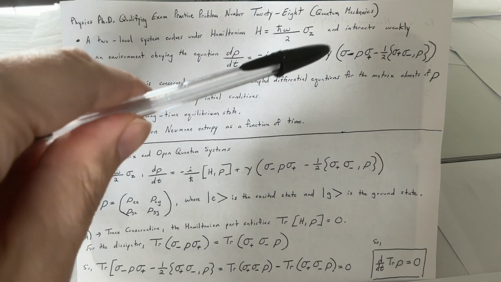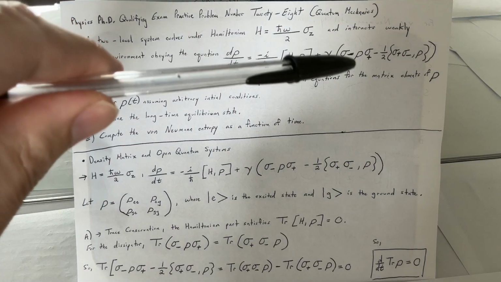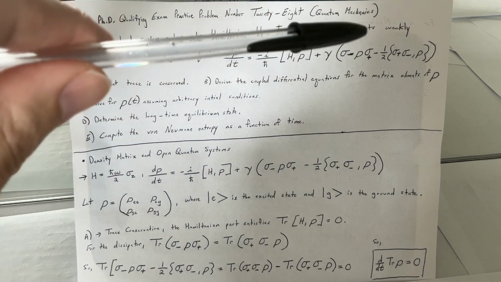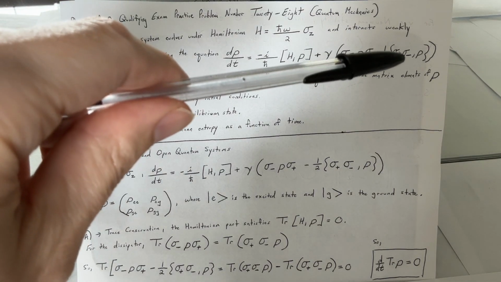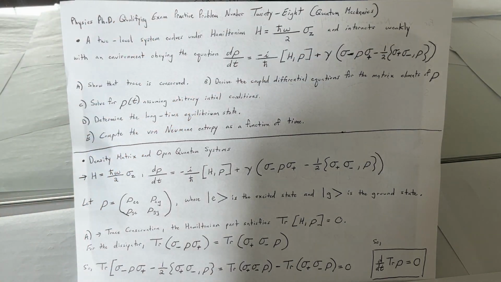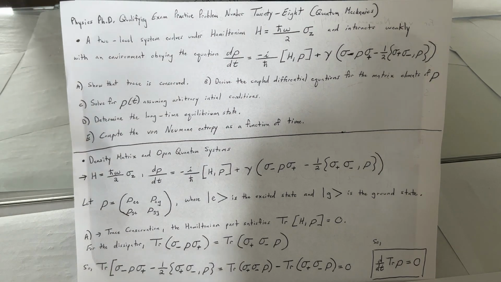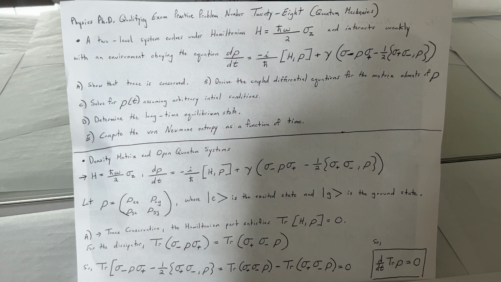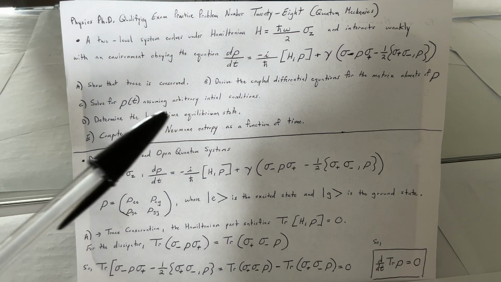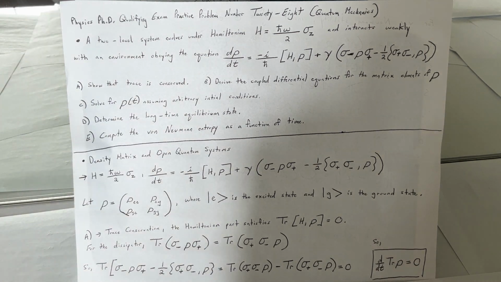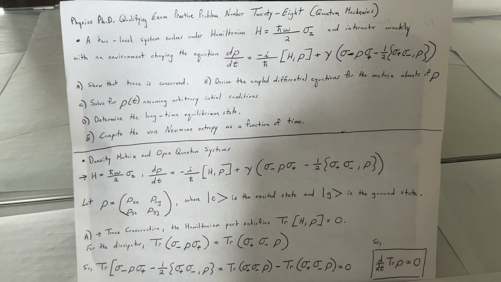Plus gamma, parentheses sigma minus rho, sigma plus minus 1/2, and then we have the anti-commutator of sigma plus sigma minus rho. Okay. Part A, show that the trace is conserved. Part B, derive the coupled differential equations for the matrix elements of rho. Part C, solve for rho of t assuming arbitrary initial conditions. Part D, determine the long-time equilibrium state. And Part E, compute the von Neumann entropy as a function of time.